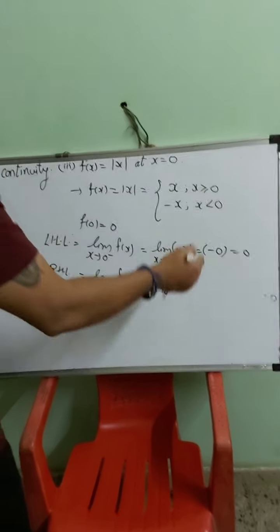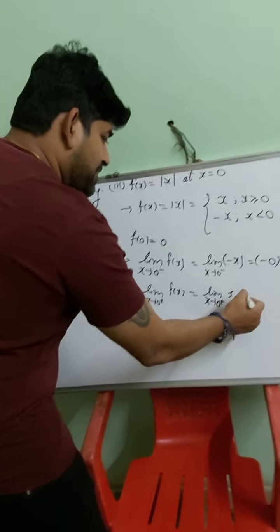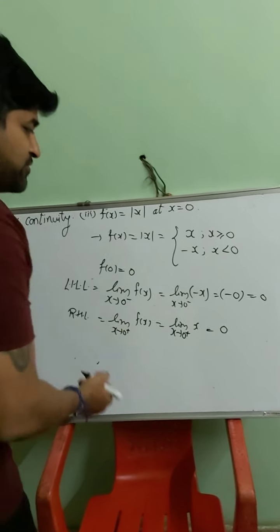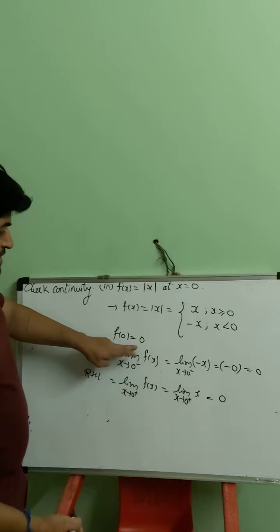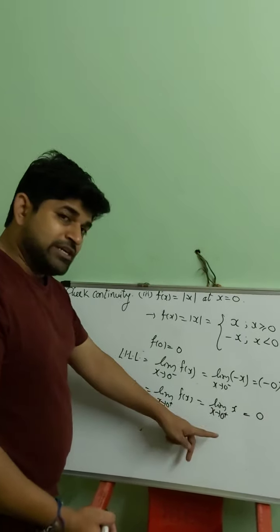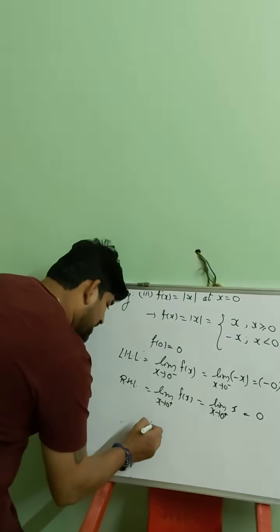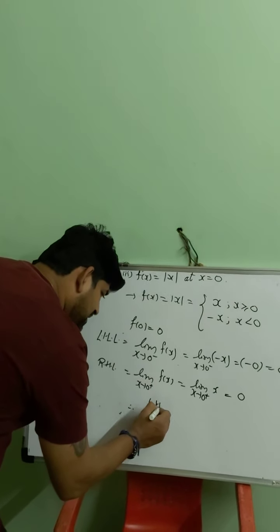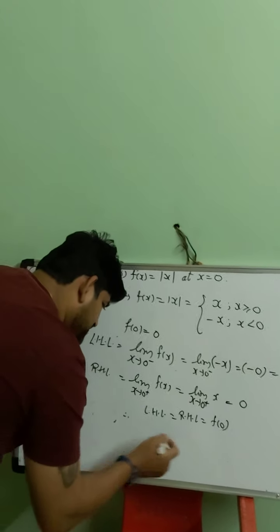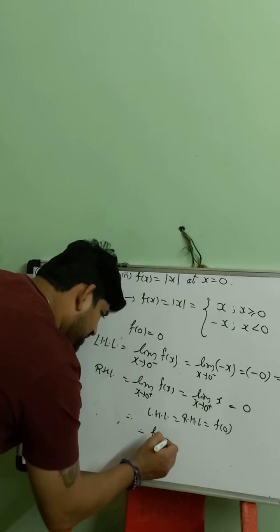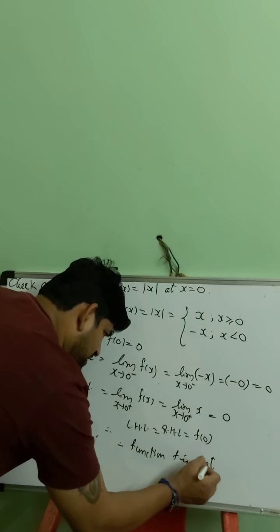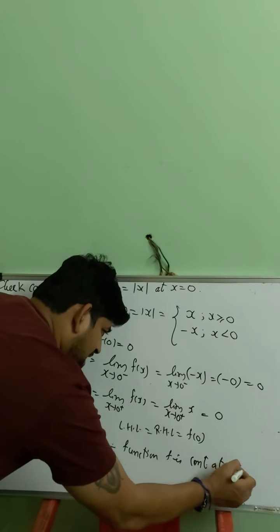Now you can see that if I replace this 0 over here, it will not be 0 by 0 form, so I can replace it with 0. Now f of 0 is 0, LHL is 0, RHL is 0. All three exist and all three have equal value. So you can write over here: therefore, LHL equals RHL equals f of 0. Therefore, function f is continuous at x equals 0.